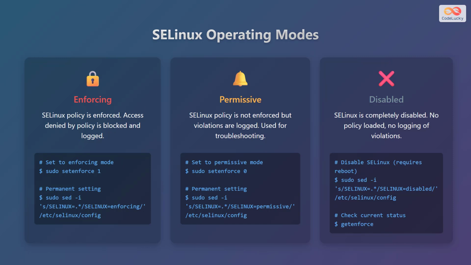In disabled mode, Security Enhanced Linux is completely disabled. No policy is loaded, and no logging of violations occurs. To disable Security Enhanced Linux, edit the Security Enhanced Linux configuration file. Note that disabling Security Enhanced Linux requires a reboot.